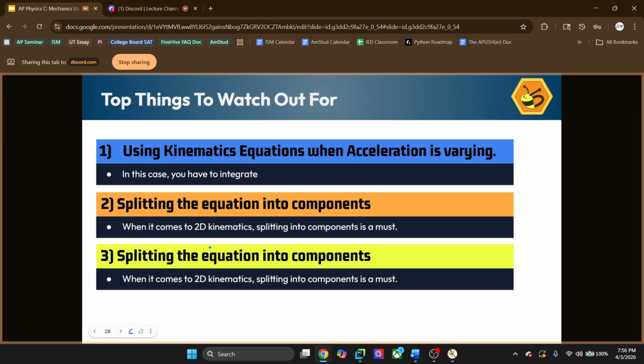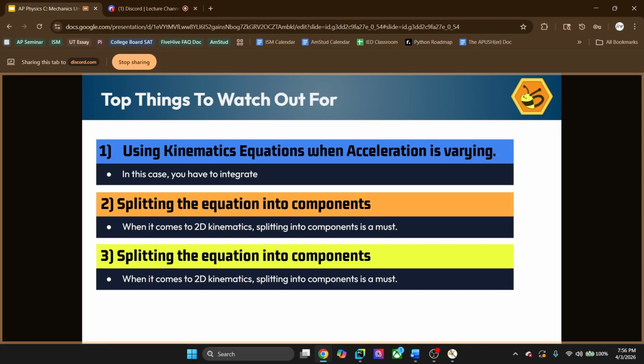Top things to watch out for: using kinematics equations when acceleration is varying. You can't do that. You simply just can't. If you do that, it's going to be wrong. In this case, you have to integrate the acceleration to get velocity and position like we saw earlier in the lecture.